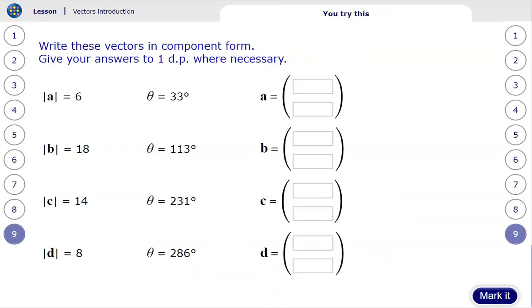What I'd like you to do now is to go back again to that Vectors Introduction lesson, go and find page 9, and there they've got 4 examples where they give you the magnitude and the angle, and they want you to find the column vector. Go and try that, mark it, and practice these skills for yourself.